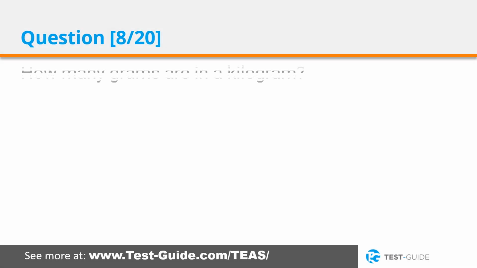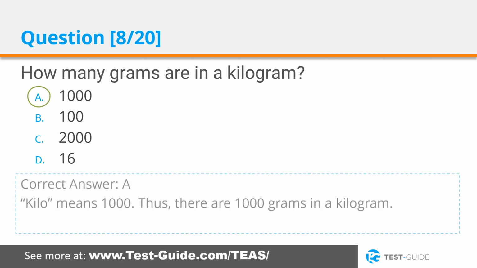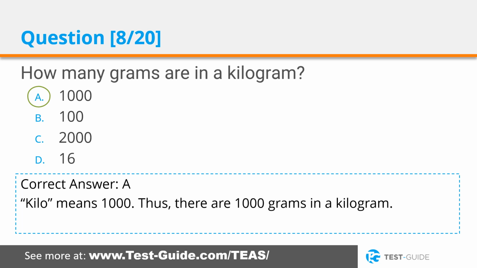Question 8. How many grams are in a kilogram? 1000, 100, 2000, 16. Correct answer A. Kilo means 1000, thus there are 1000 grams in a kilogram.